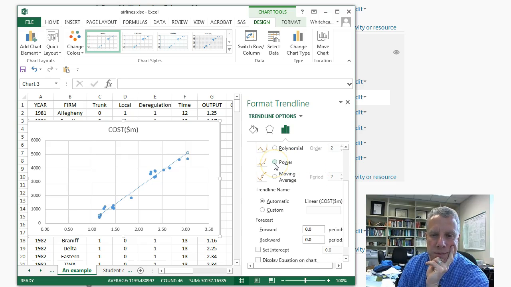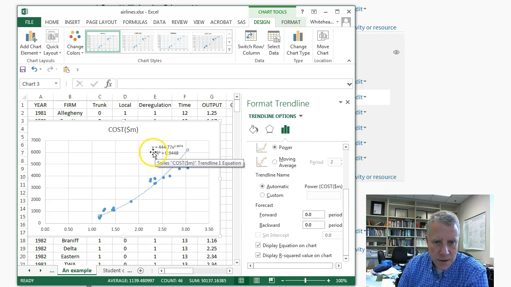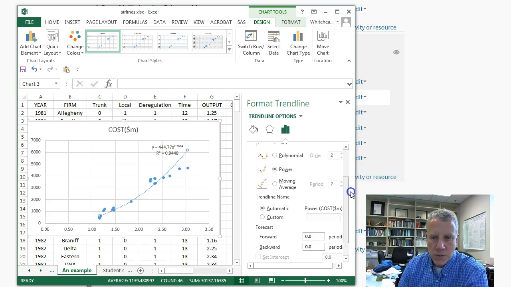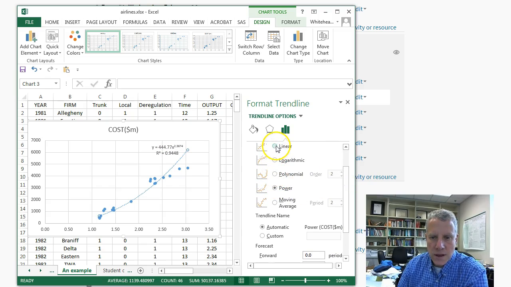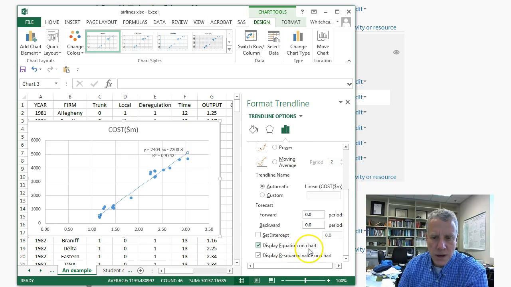If you look at the power and display the r squared on the chart, that's pretty high, that's nice. Display the equation on the chart, then this function gives you total cost equals a number times output raised to a power. So that's a power function. We don't want to do that. Okay, so look at linear. And again, I've checked display equation on chart and display r squared value on chart.